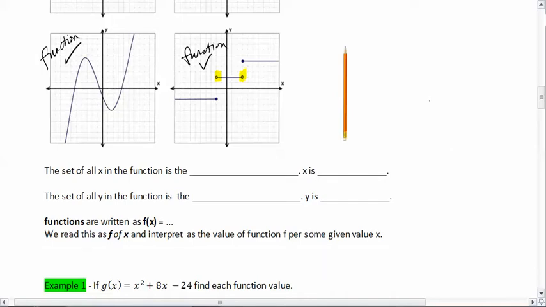So the set of all x in the function is called the domain. It's just some vocabulary. The set of all y in the function is called the range. These are all possible x values, our domain, and all possible y values is called the range. X we call an independent variable. Y is the dependent variable.